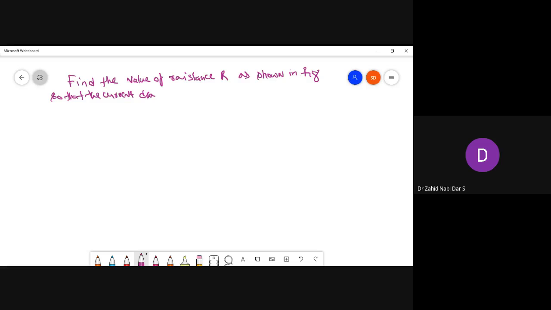So that the current drawn from the source is 250 milliamps. All resistor values are shown in ohms.